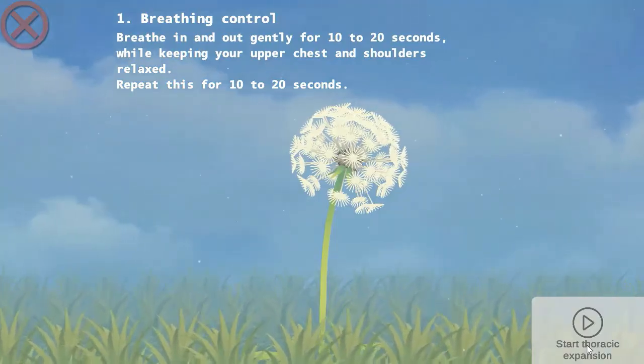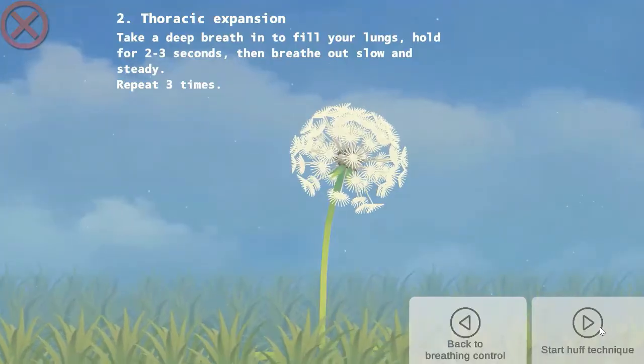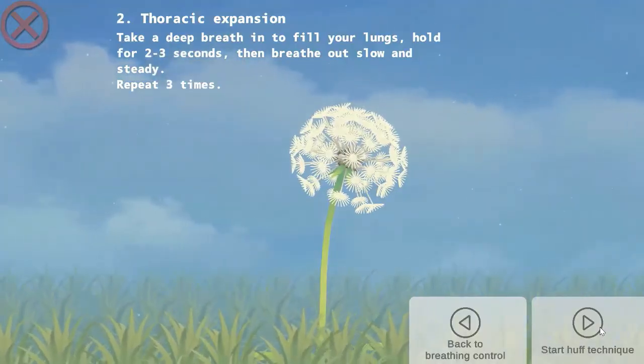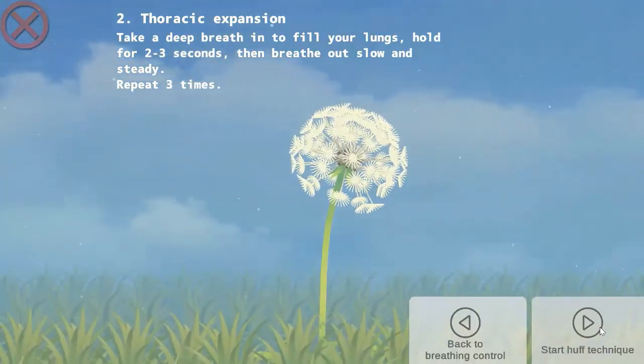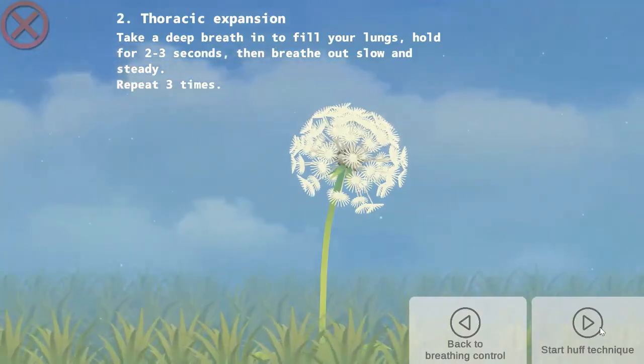Now to advance, I just go to the bottom right-hand corner to start thoracic expansion, and as we can see here, we're going to ask the patient to take a deep breath in, hold that inspiratory volume for about 2 to 3 seconds, and then breathe out slowly and steadily for 3 times. So we'll try that.